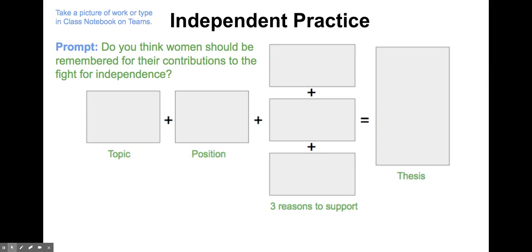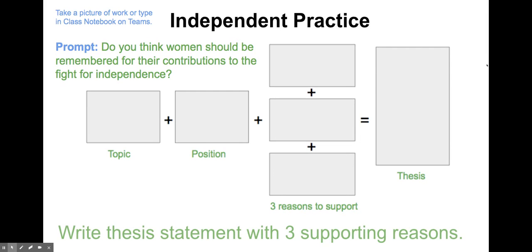For practice today, you're going to complete the following graphic organizer either in Teams on your class notebook, or you may simply draw it out and take a picture and show me it. Remember, our prompt is, do you think women should be remembered for their contributions to the fight for independence? You would have your topic here, position, 3 reasons equal your strong thesis statement.